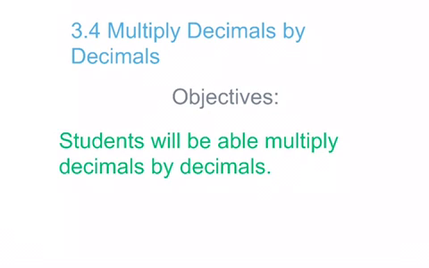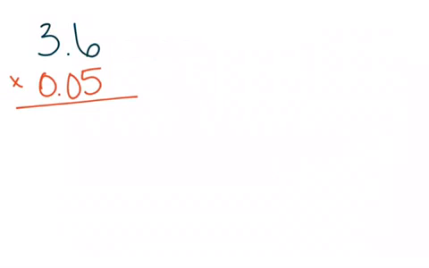Welcome back, everybody. We're on 3.4, multiply decimals by decimals. It's a pretty simple objective. You're going to learn and be able to multiply a decimal by another decimal and get the accurate answer. Here we go. We have 3.6 times 0.05.